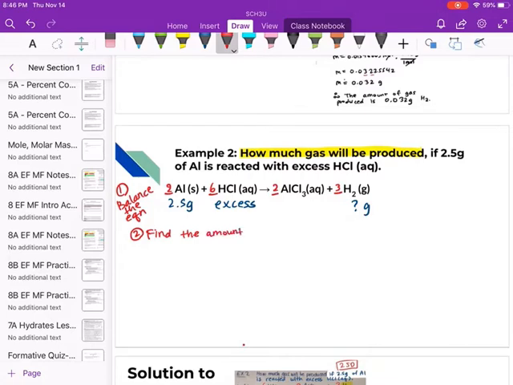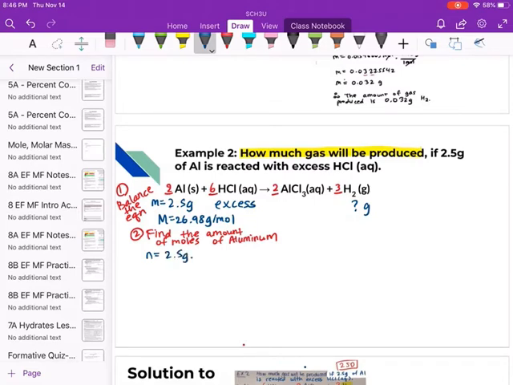amount of moles of aluminum. Alright, so I have a mass of 2.5 grams. I need the molar mass or atomic mass of aluminum, which is 26.98 grams per mole. Okay, so for the moles, I'm going to do the mole train, or you can use the mole train or the equation. So I have 2.5 grams.